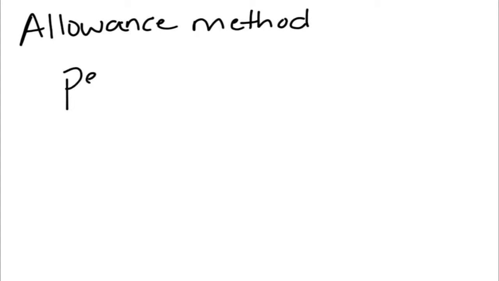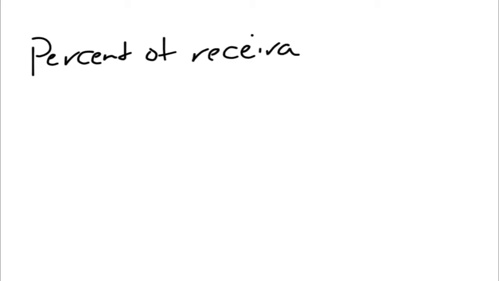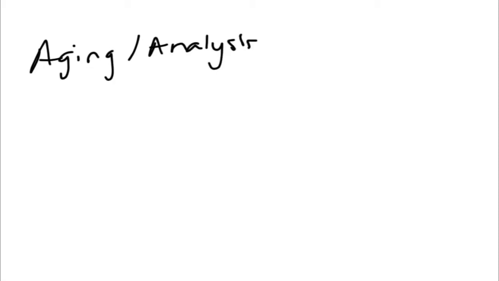You can use something called percent of sales. You can use percent of receivables. And you can use aging, or sometimes referred to as analysis of receivables.